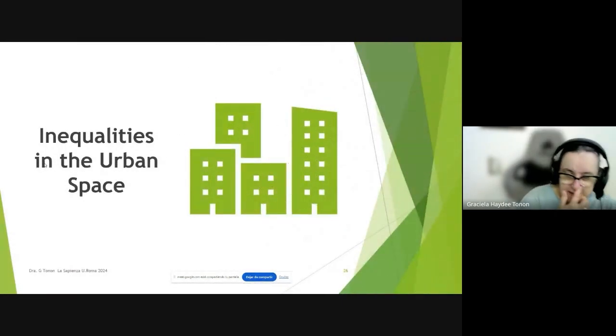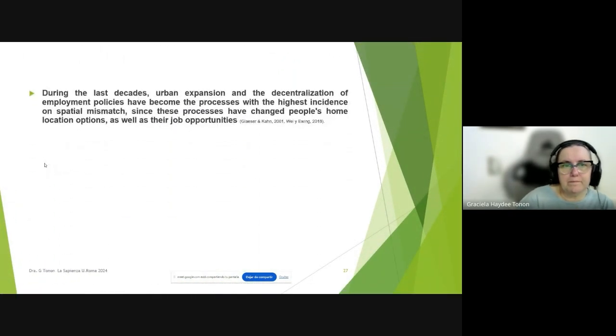So, after making this revision of all the types of inequalities that have been studied until now, we will go on to the study of inequalities, particularly in the urban space. During the last decades, urban expansion and the decentralization of employment policies have become the processes with the highest incidence on spatial mismatch, since these processes have changed people's home location options as well as their job opportunities.